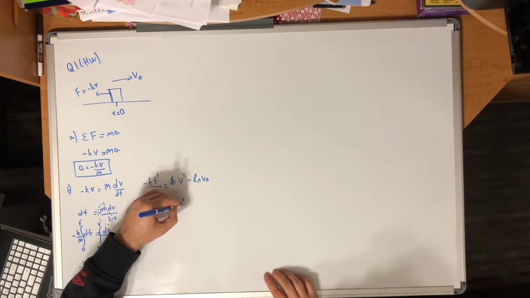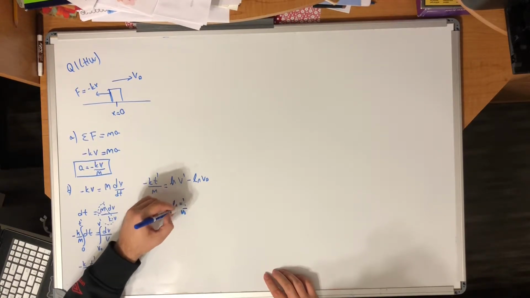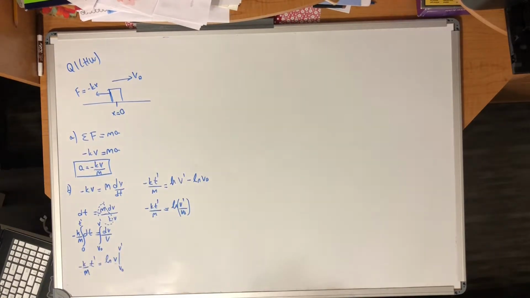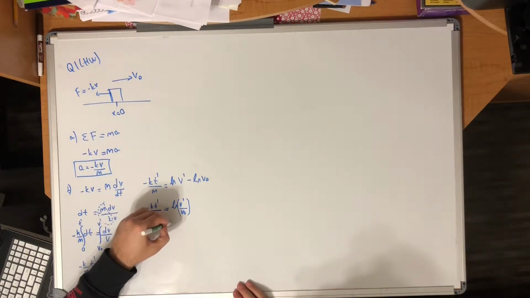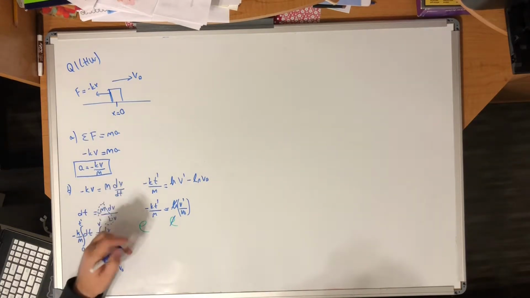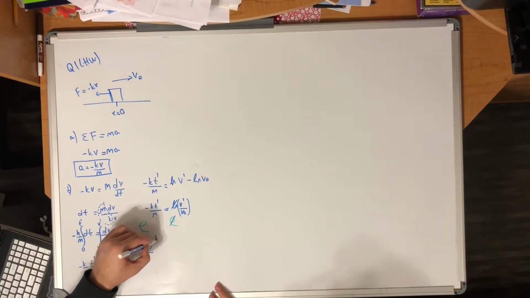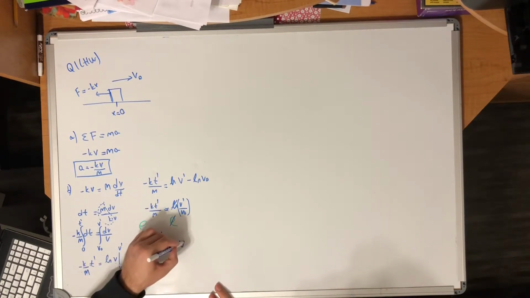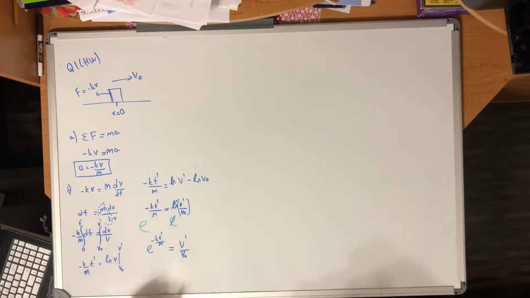ln v prime divided by v0, and I need to get rid of this ln. To be able to get rid of this ln, what should I have? I should have the same e as a base, and this e and this ln will cancel out, but this guy's going to stay. So e to the power negative k t prime over m is actually equal to v prime over v0.